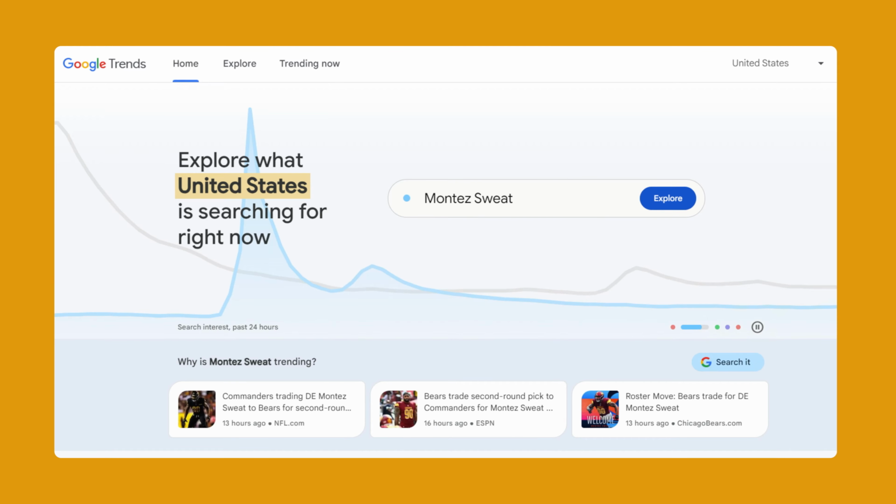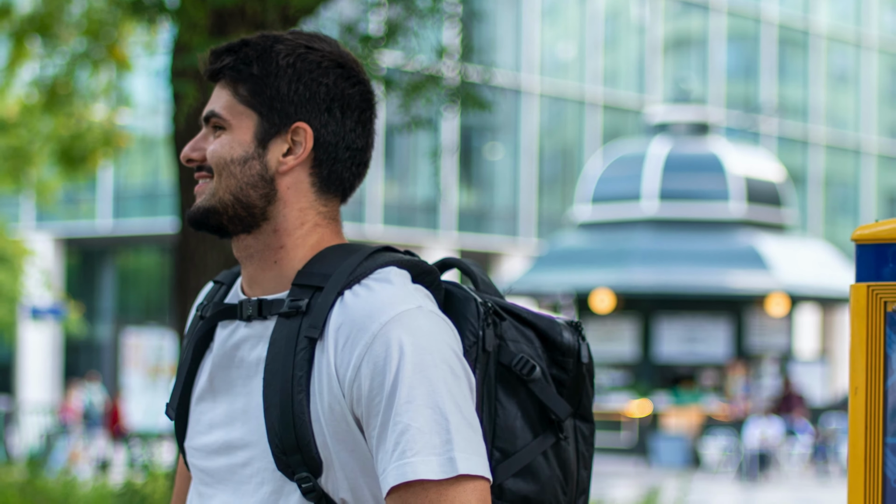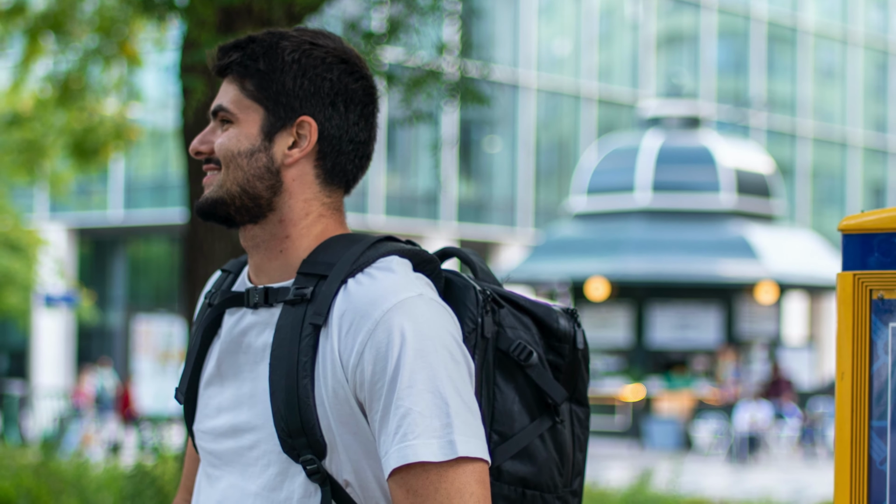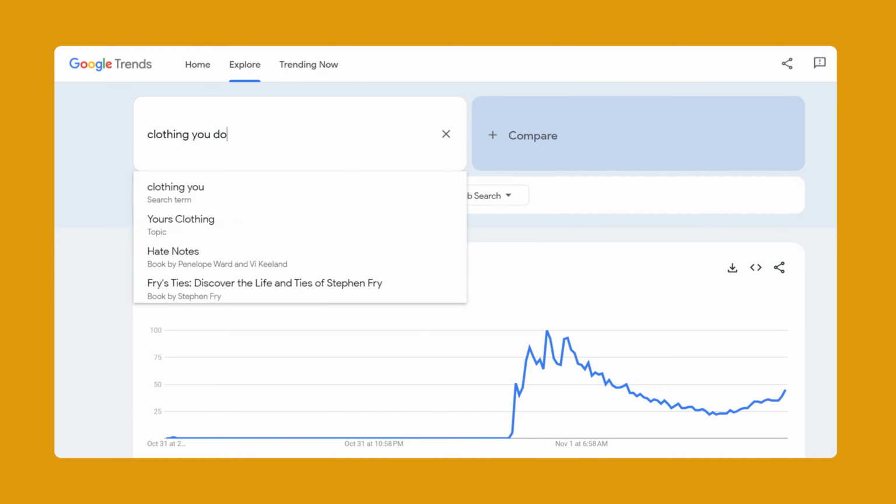Go to Google Trends, which will give you historical data about what people are searching. Type in questions that people would ask related to the problem your product solves. If your product is a merino wool shirt for travelers, for example, you might type in clothing you don't have to wash.